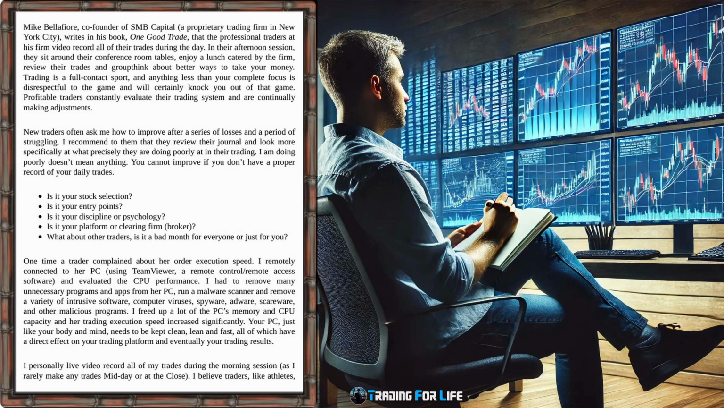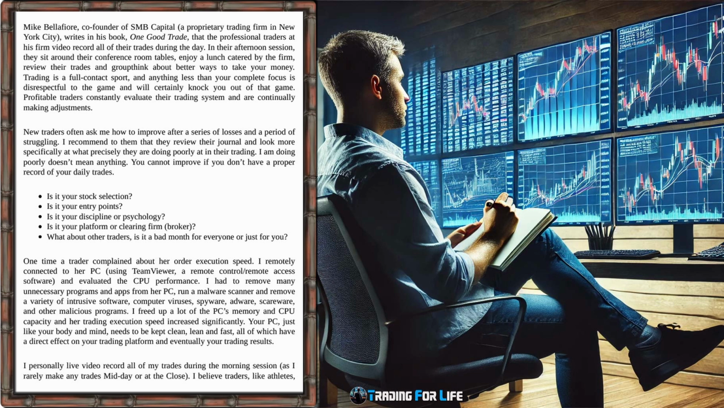Mike Bellafiore, co-founder of SMB Capital, a proprietary trading firm in New York City, writes in his book, One Good Trade, that the professional traders at his firm video record all of their trades during the day. In their afternoon session, they sit around their conference room tables, enjoy a lunch catered by the firm, review their trades, and groupthink about better ways to take your money. Trading is a full-contact sport, and anything less than your complete focus is disrespectful to the game and will certainly knock you out of that game. Profitable traders constantly evaluate their trading system and are continually making adjustments.